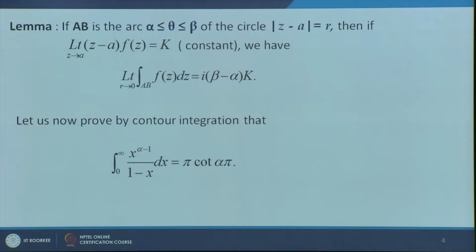If AB is the arc alpha less than or equal to theta less than or equal to beta of the circle mod of z minus a equal to r, we know that in the complex plane mod of z minus a equal to r represents a circle whose center is at the complex number a and whose radius is r. Then if the limit as z tends to a of (z minus a) f(z) is equal to k, where k is a constant, then the limit as r tends to 0 of the integral over AB of f(z) dz equals i times (beta minus alpha) times k. This result we will use when we evaluate this integral by contour integration. So let us see how we prove this.